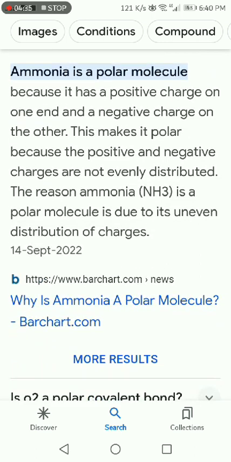Ammonia is a polar molecule because it has a positive charge on one end and a negative charge on the other. This makes it polar because the positive and negative charges are not evenly distributed. The reason ammonia, NH3, is a polar molecule is due to its uneven distribution of charges.